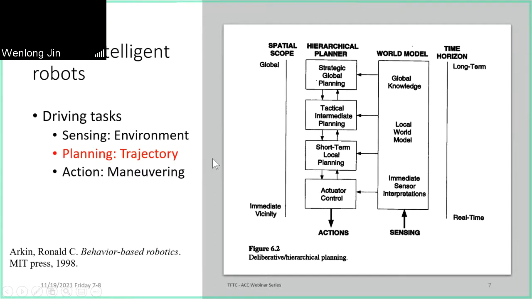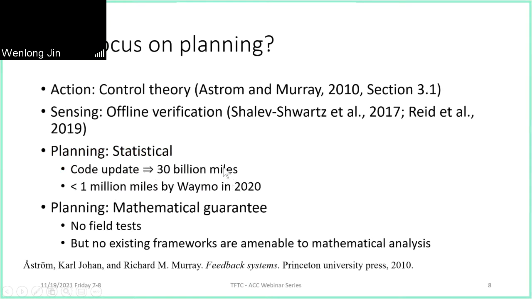In this talk, our study focuses on planning. Not only because of our expertise and research interests, but actually the other 2 parts, action and sensing, have been relatively well studied, or taken care of by other researchers. For example, the action part can be built on control theory, and this has been pretty robust and reliable. And for the sensing part, there have been a lot of sensors, and the technologies can be developed and verified offline.